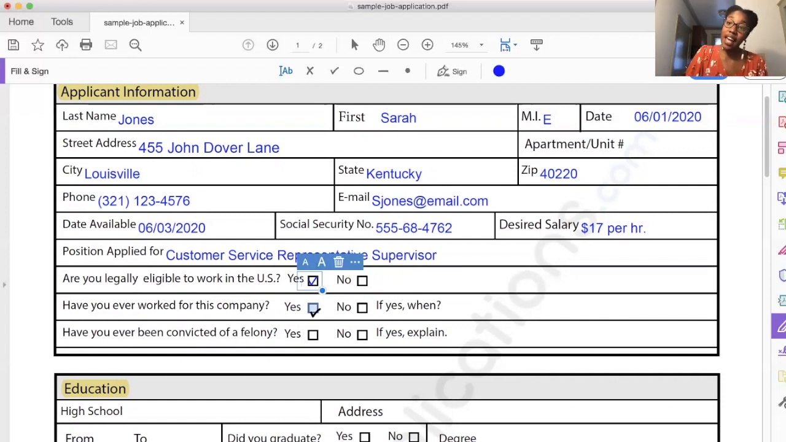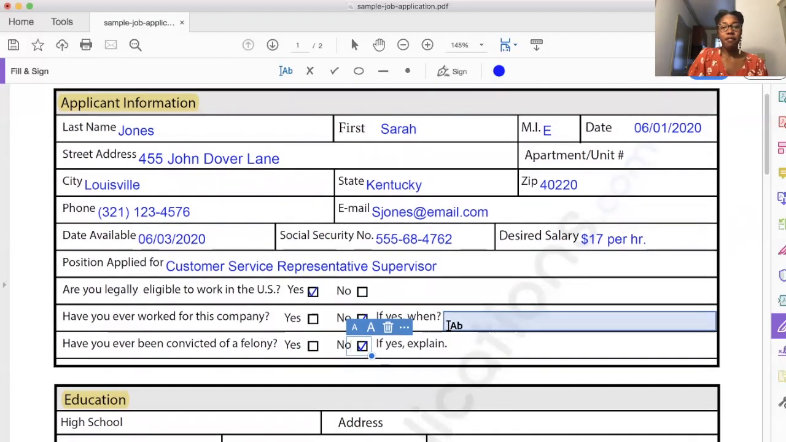You will answer yes or no. For Sarah, we will say no. Next, it asks, have you ever been convicted of a felony? A felony is a serious crime. So, have you committed a serious crime? You will put yes or no. Sarah has not committed a serious crime. No.